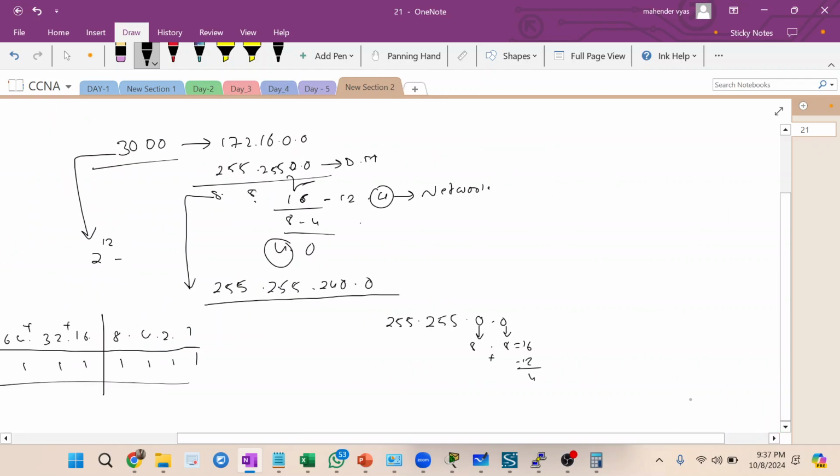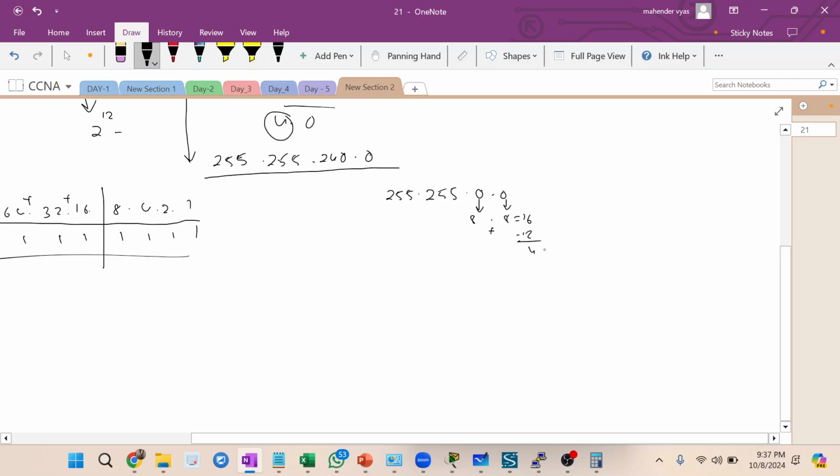Suppose instead of 4 I get 9 or something, then what will I do? Here 8 I will keep as it is, and here I will do 9 minus 1. Why am I doing that? Because here anyhow it would be there. And we are doing the calculation on the third octet because we have less than 8 numbers. If I have more than 8 numbers, then I need to do the calculation on the fourth octet.